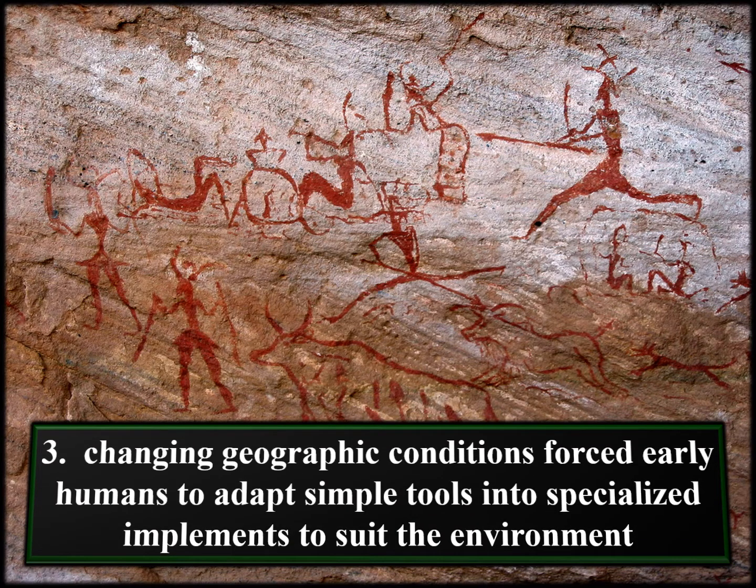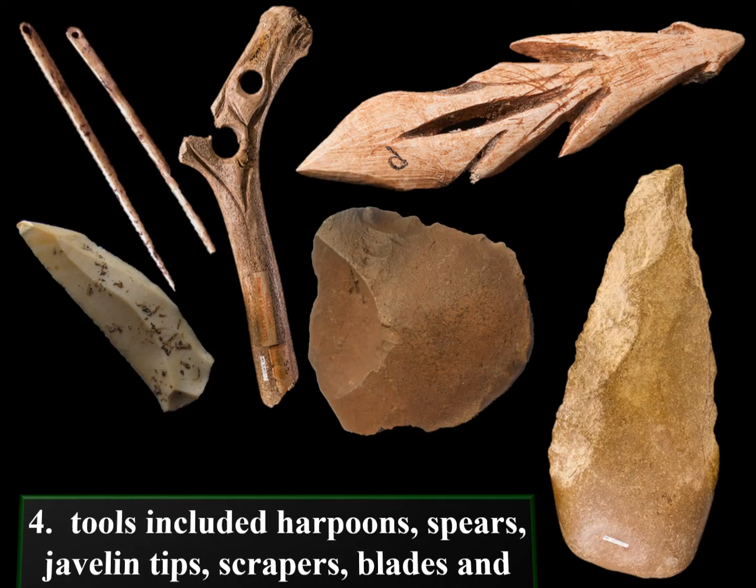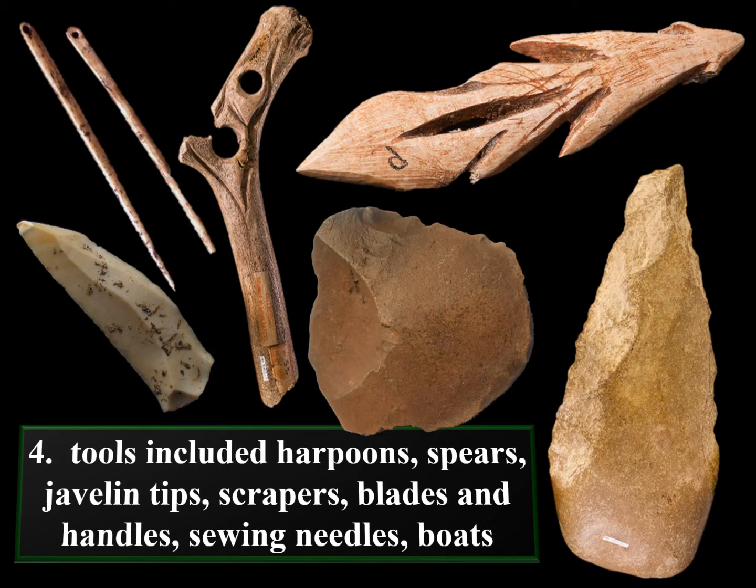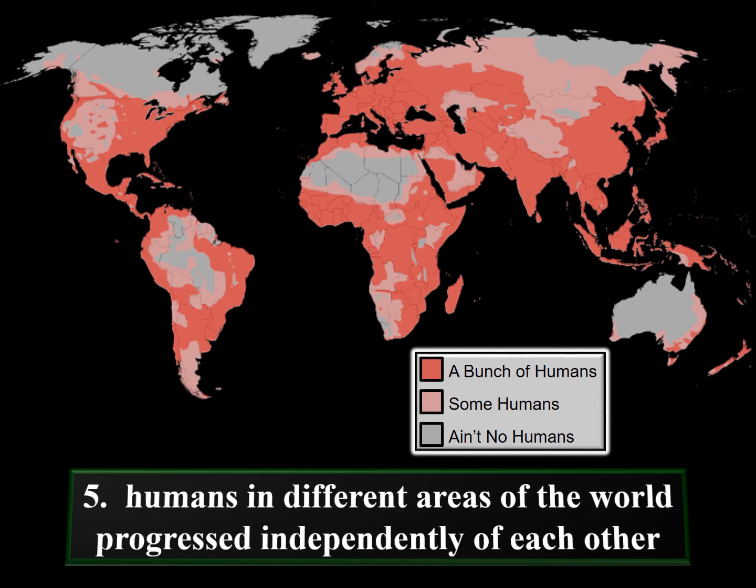Changing geographic conditions forced early humans to adapt simple tools into specialized implements to suit the environment. Tools included harpoons, spears, javelin tips, scrapers, blades and handles, sewing needles, and even boats. Humans in different areas of the world progressed independently of each other as well. As you can see, there are different parts of the world that had different levels of human beings living in them. A bunch of humans in the darker red, some humans in the lighter pink, and in the gray, no humans.